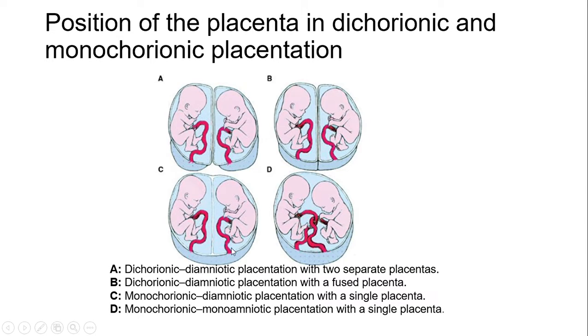And this is monochorionic twins. You see the monochorionic development, and the difference is that these twins have a septum between them, so it is monochorionic diamniotic, and this is monochorionic monoamniotic, momo twins.